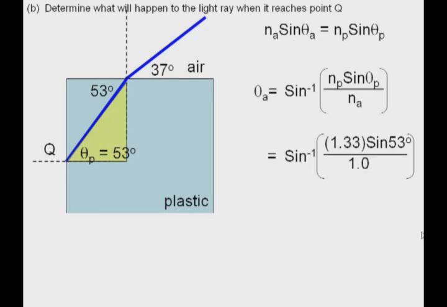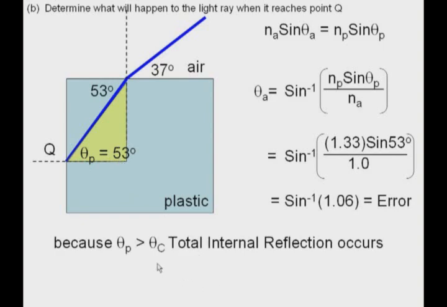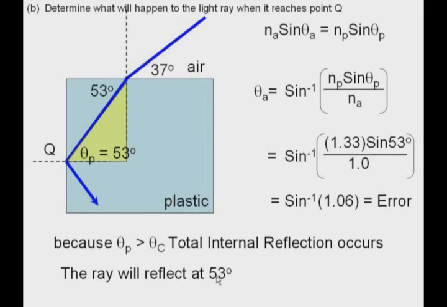We plug in the numbers, and we get an error because we're trying to take an inverse sine of a number larger than 1. What that means is that this angle, 53 degrees, is larger than the critical angle for the plastic. When that occurs, no light ray comes out of the plastic. It bounces back inside. That's called total internal reflection. And the light ray will reflect at the same angle of incidence, 53 degrees, 53 degrees.